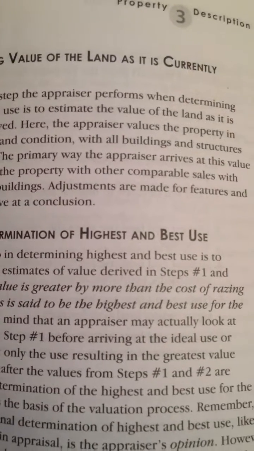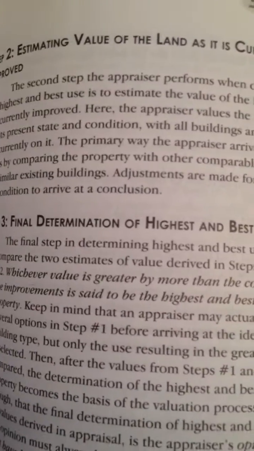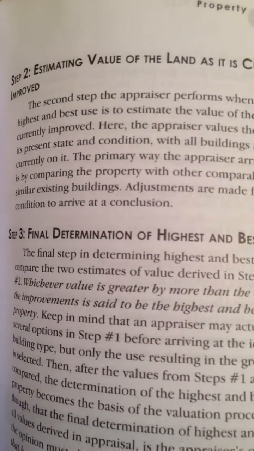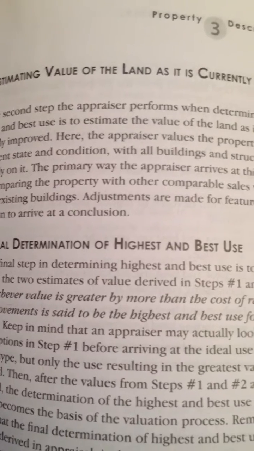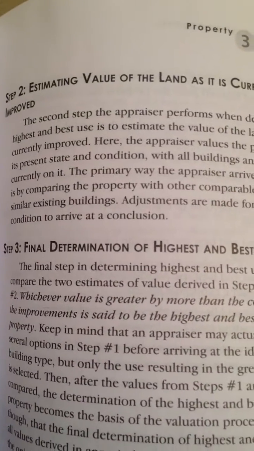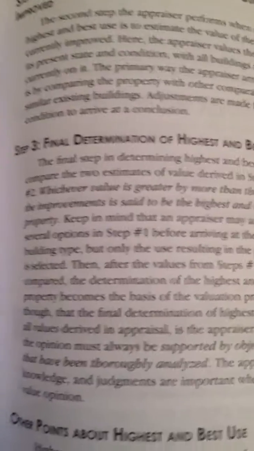The primary way the appraiser arrives at this value is by comparing the property with other comparable sales with similar existing buildings. Adjustments are made for features and condition to arrive at a conclusion.